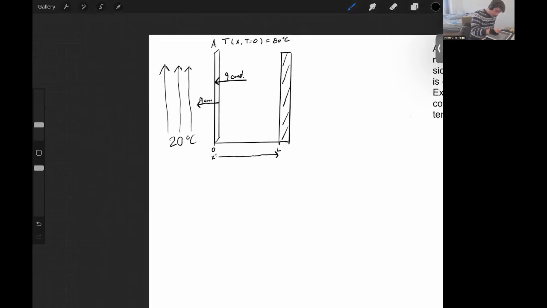So let's go ahead and start with our conduction equation. We have Q of conduction, which is equal to the thermal conductivity times the area multiplied by the temperature profile of the boundary, and this will be from 0 to L. So that is our first equation.